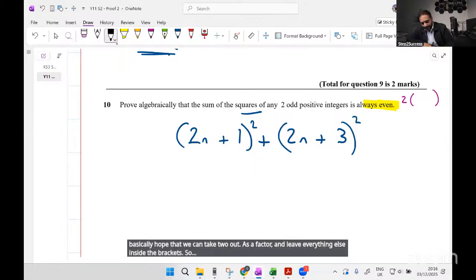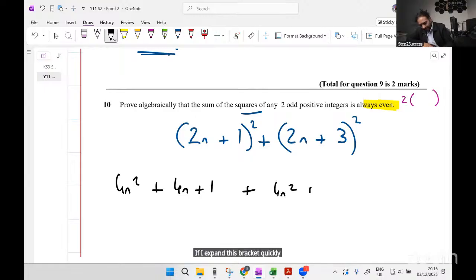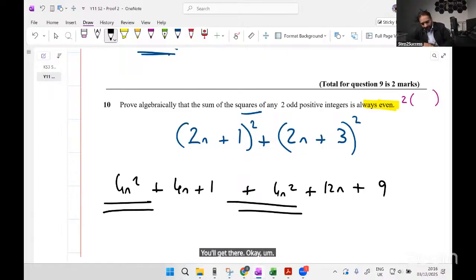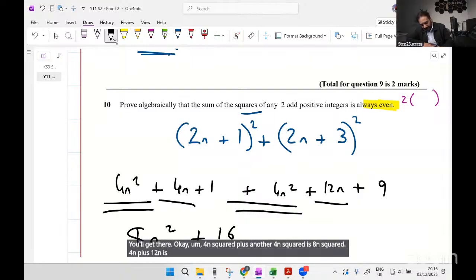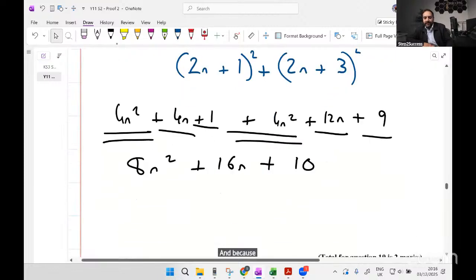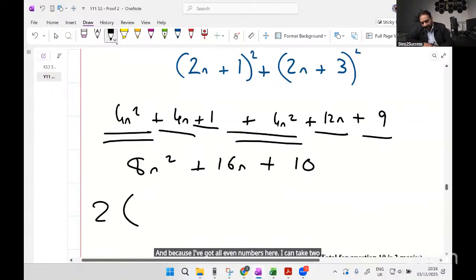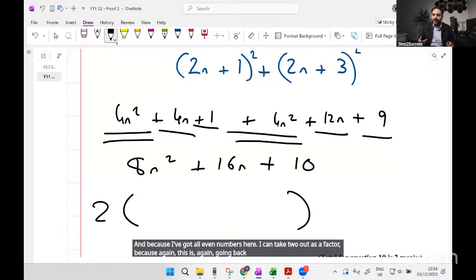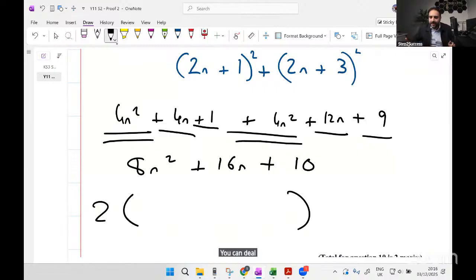So if I expand this bracket quickly, it's going to be 4n squared plus 4n plus 1. If I expand this bracket quickly, it is 4n squared plus 12n plus 9. You'll get there. Okay. 4n squared plus another 4n squared is 8n squared. 4n plus 12n is 16n, and 1 plus 9 is 10. And because I've got all even numbers here, I can take 2 out as a factor. Because again, this is going back to that earlier question. You can deal with this.